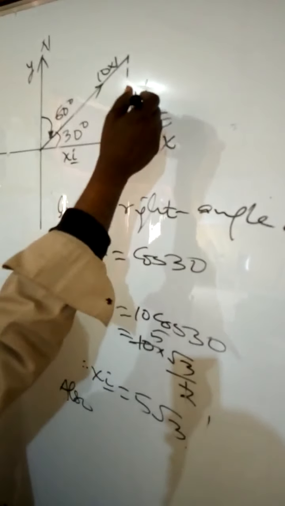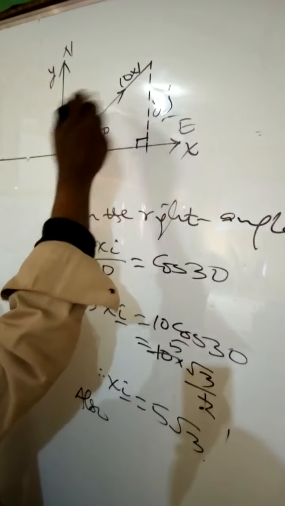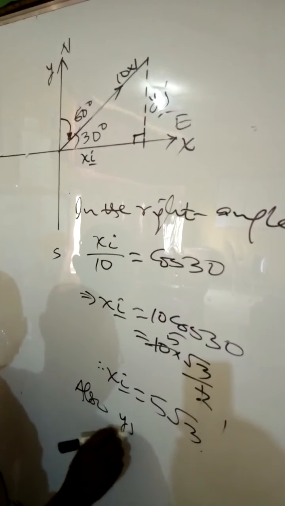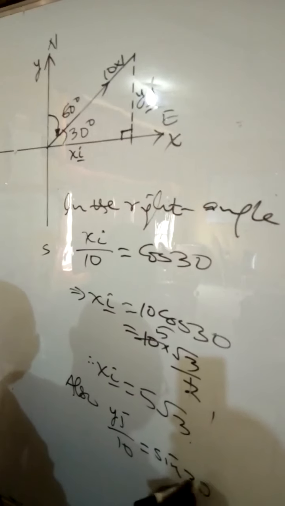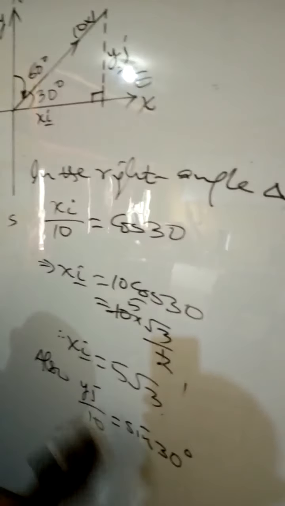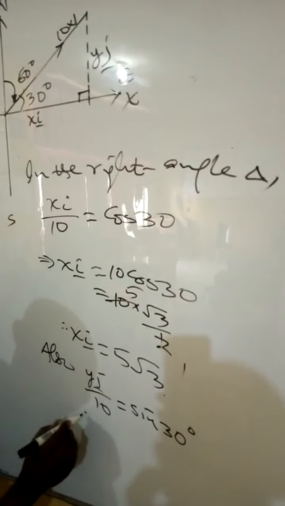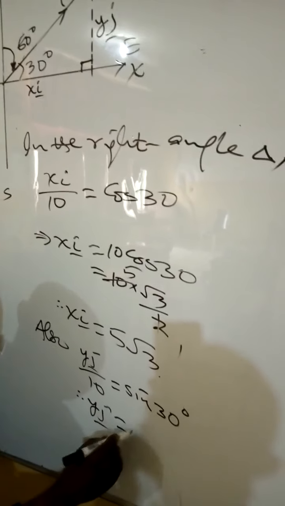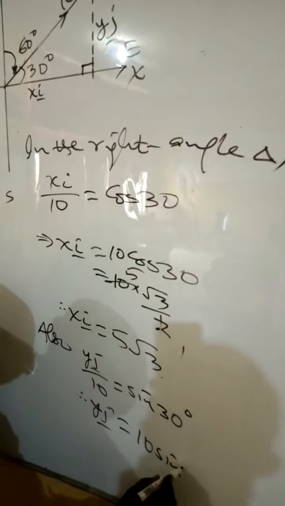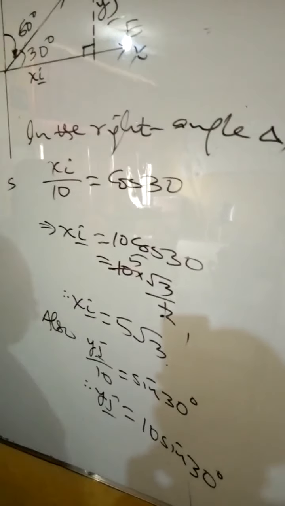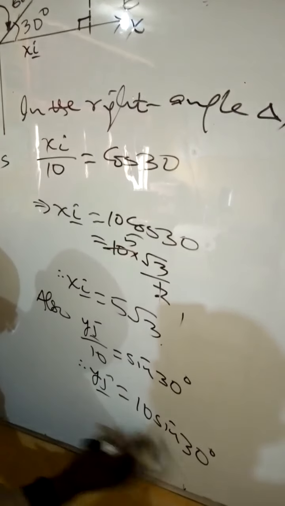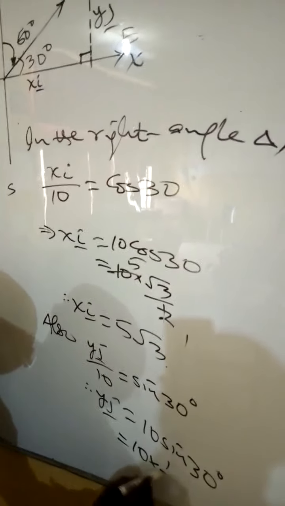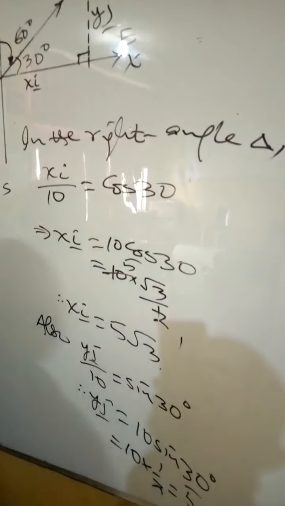Also, this very yj is opposite to that angle. So opposite over hypotenuse is sine. yj over 10 is equal to sine 30 degrees. By cross multiplication, I have yj is equal to 10 sine 30 degrees. And sine 30 degrees is half. So that is 10 times half, which is 5.